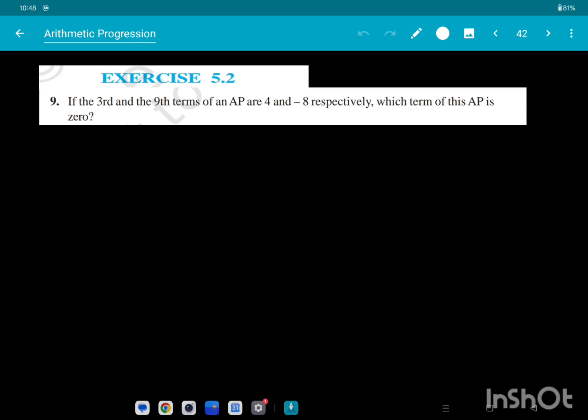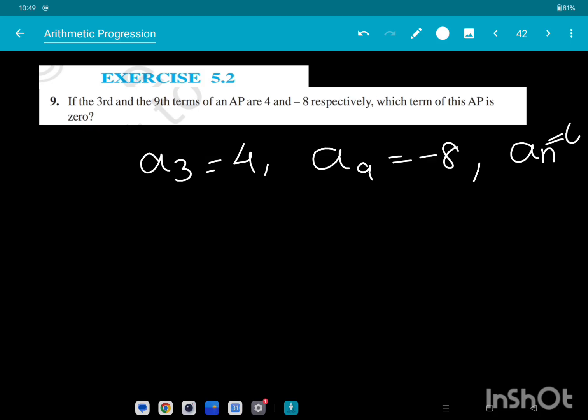Next, if the third and ninth terms of an AP are 4 and minus 8 respectively, which term of this AP is 0? So it was given third term, which means A3 is equal to 4, and ninth term means A9 is equal to minus 8. Now which term is 0? Let's say the An value is 0. We need to find the n value here because we need to find which term, that means the nth term.